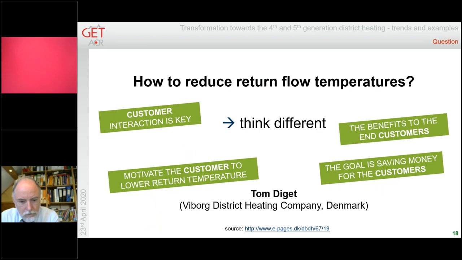So how can we reduce the return flow temperatures? I think it's important to think differently in that way, like also Tom Diget from Denmark did. He wrote an article, and here you can see the subtitles of the article. Here you can imagine how they think. They think more customer orientated. And I also think it might be a key also for us to think more customer orientated to get into the right direction.